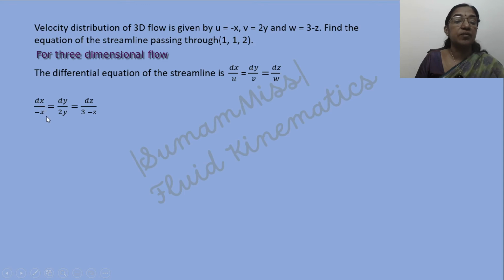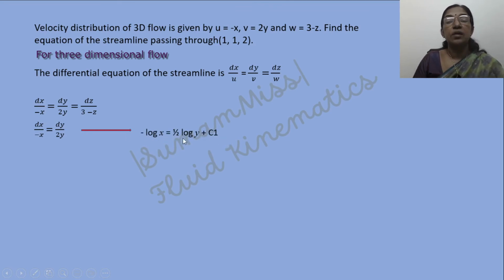Considering the first equation, dx by minus x equal to dy by 2y. If you integrate this expression, you end up with minus log x equal to half log y plus c1. If you substitute x equal to 1 and y equal to 1, then the value of c1 is equal to 0. Rewriting this expression, you get x raised to minus 1 equal to root y.